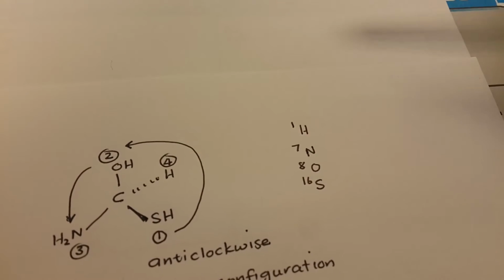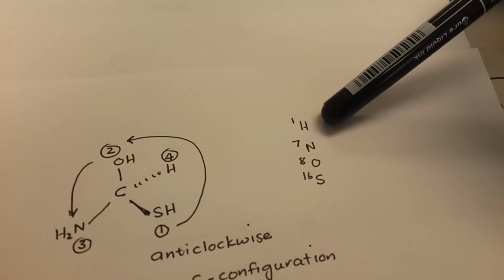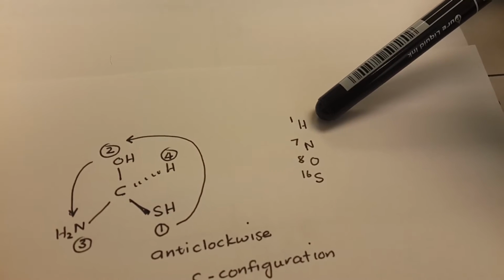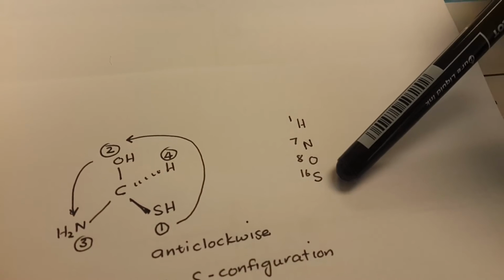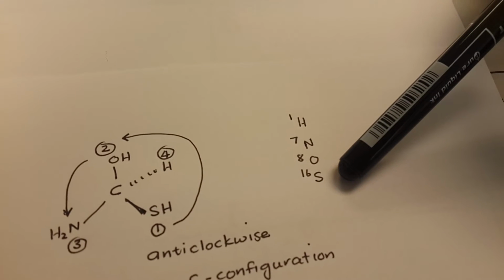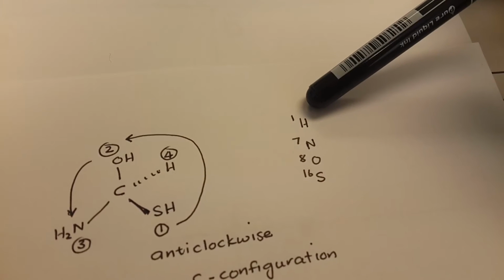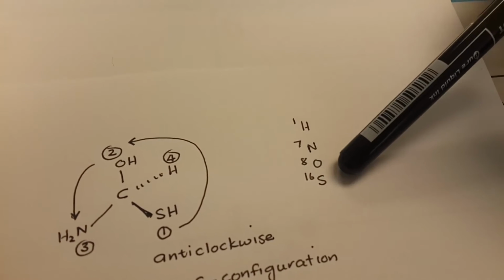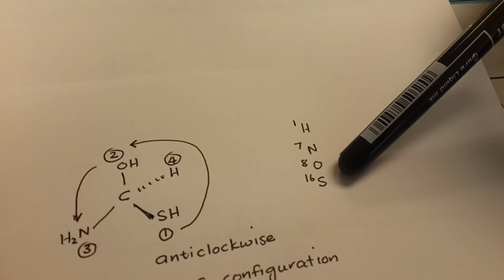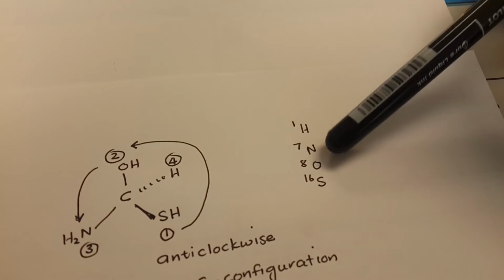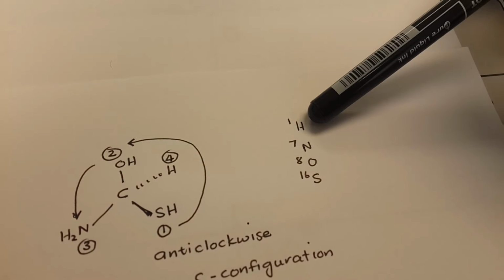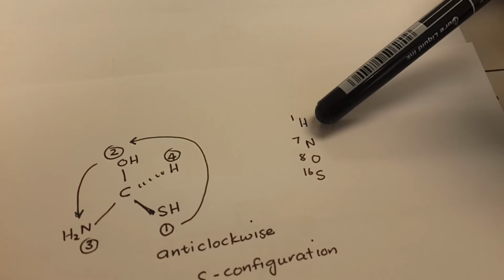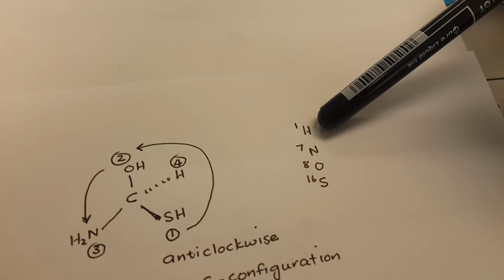In terms of priorities, we look at the atomic numbers of all the atoms involved, and you can see that I have a hydrogen atom, a nitrogen atom, an oxygen atom, and a sulfur atom. Hydrogen has an atomic number of 1, nitrogen 7, oxygen 8, and sulfur 16, which means that the highest priority is sulfur, followed by oxygen, nitrogen, and then hydrogen has the lowest priority. So I want this lowest priority group to point away from me.